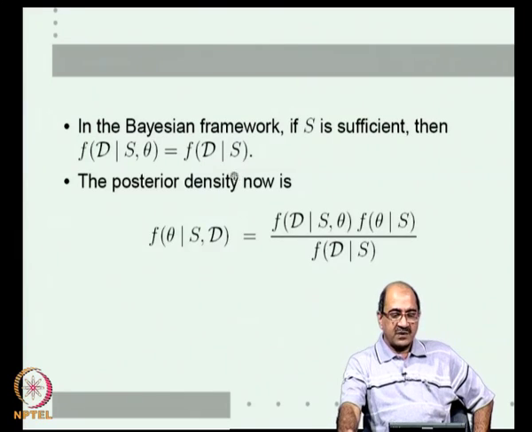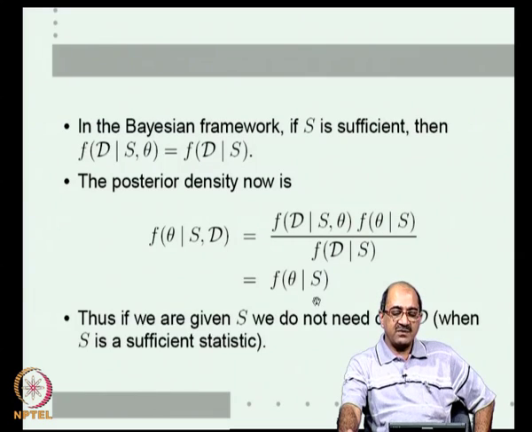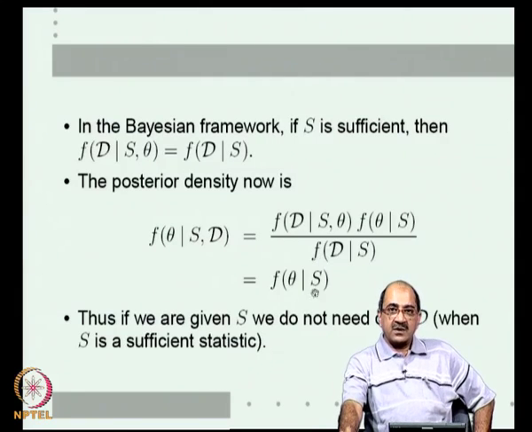Now, what does this give us? In Bayesian estimation we always find the posterior density. So, the posterior density of theta given both S and D, using Bayes rule, will be the density of D given S and theta, times f of theta given S, divided by f of D given S. Now, if S is sufficient, f of D given S and theta is the same as f of D given S. So, this becomes f of theta given S. That is, the posterior density, the density of theta given D and S, is the same as the density of theta given S, which means if you give me S, I do not need the data. So, that is the basic motivation for defining sufficient statistic.